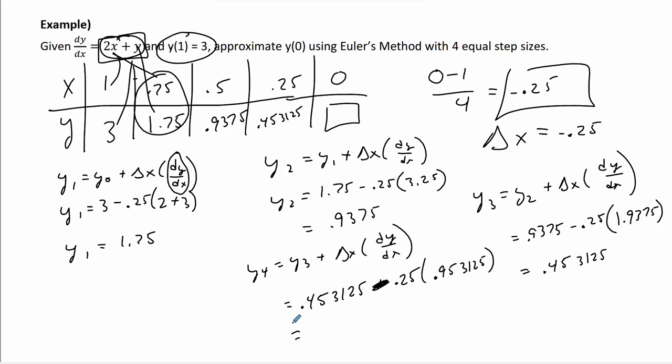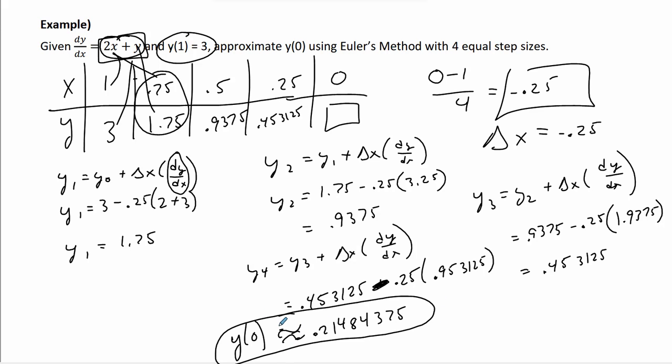And then my answer is going to be 2.21484375. So in this case, yes, I can round it to 0.215 or leave it as 0.214, truncate or round. That's okay. But this is what your y of 0 is going to be approximated as right there.